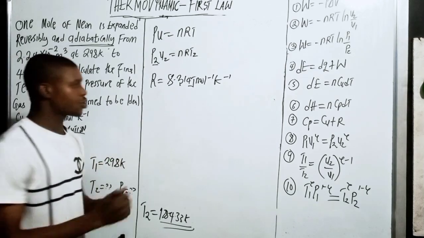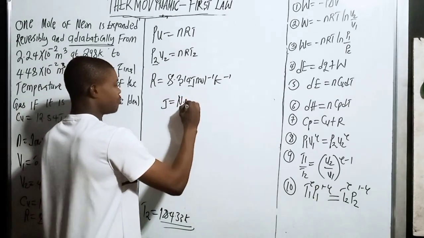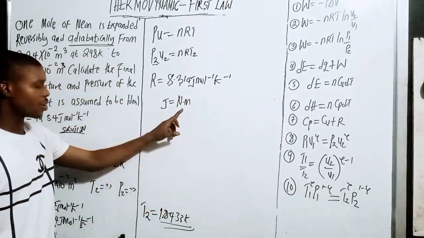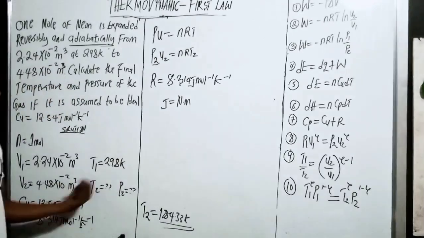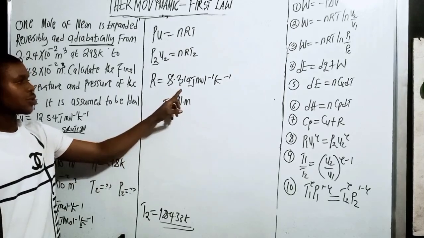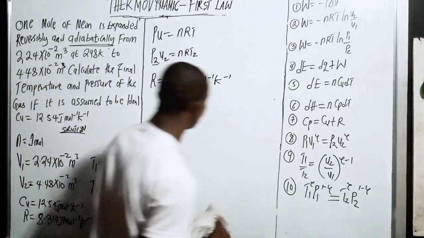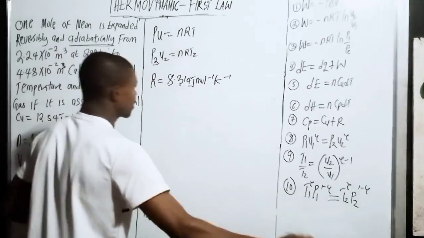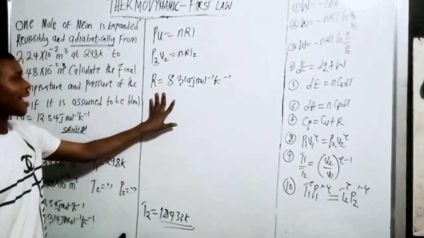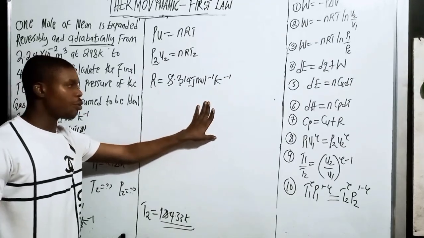Joules equals Newton meter, so it already relates. So I want to use 8.314 joules per mole per Kelvin. This is what I'm going to make use of here. My gas constant is going to be 8.314 joules per mole per Kelvin.